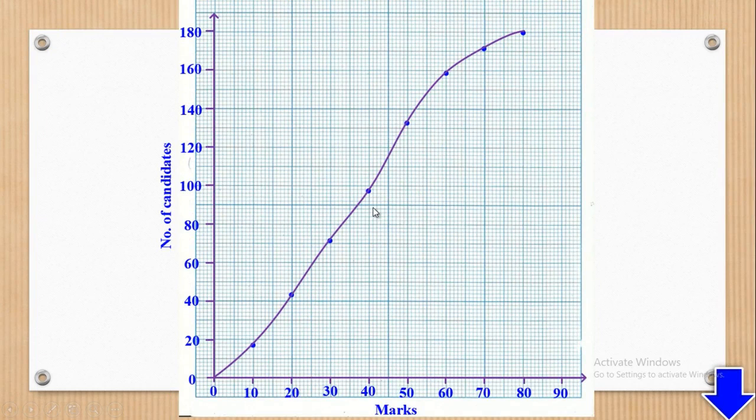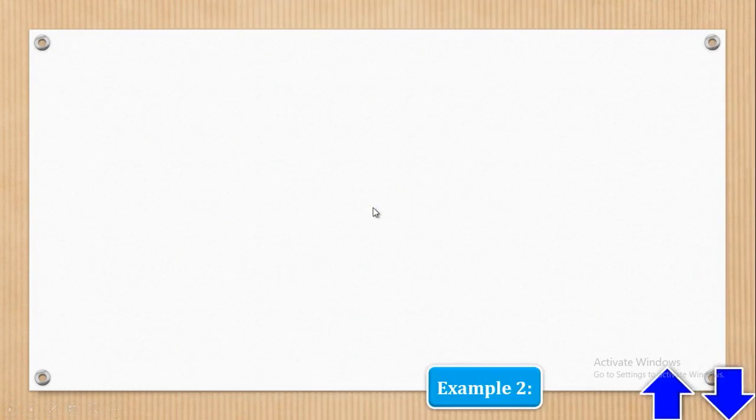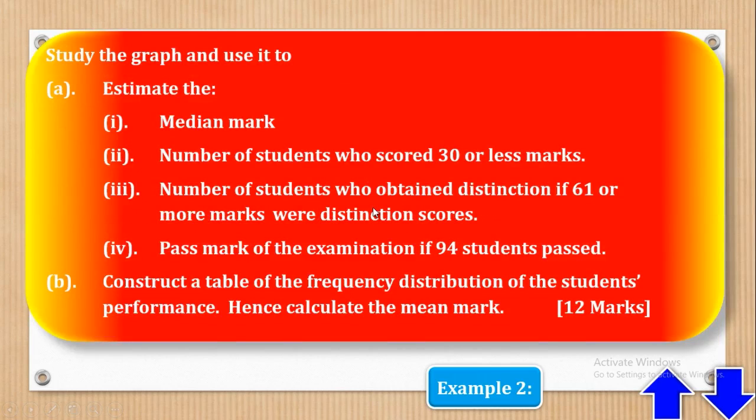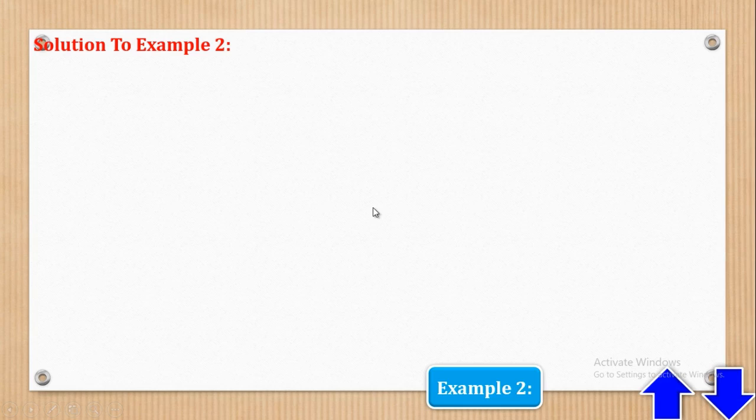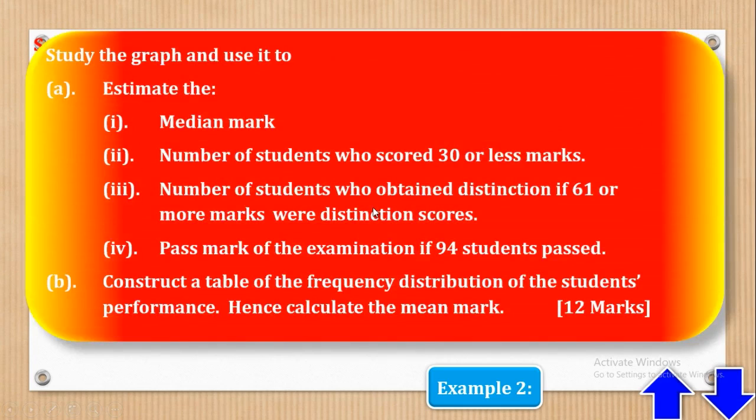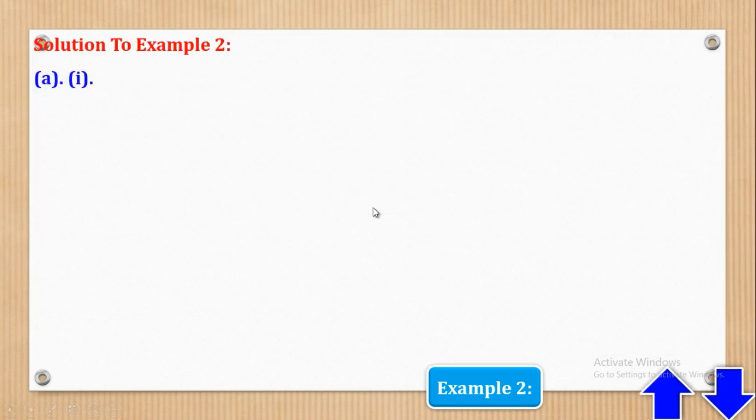So let's see how those questions can be answered. So shall start with part A, where I say that estimate the median mark. So for you to estimate the median mark, you have to first look for the median position. So for the median position, our total frequency was 180, so we shall come and say that median position will be 180 over 2 to come up with 90th position.